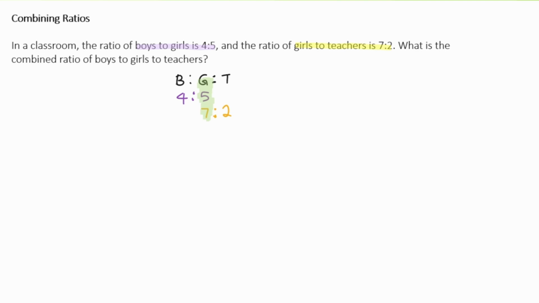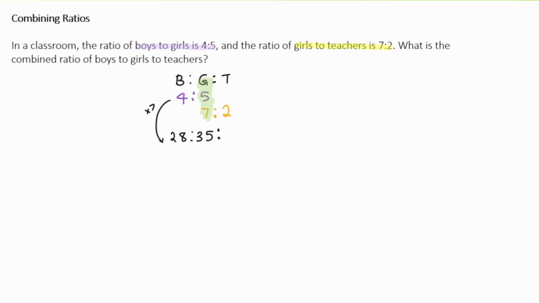We can go for 35, which is the lowest common multiple of 5 and 7. So now we need to make the 5 and 7 in both the ratios equivalent to 35. We need to check what we did to the 5 in the first ratio in order to make it 35, and we have multiplied it by 7. Therefore, we need to multiply the 4 by 7 as well, which gives us 28.